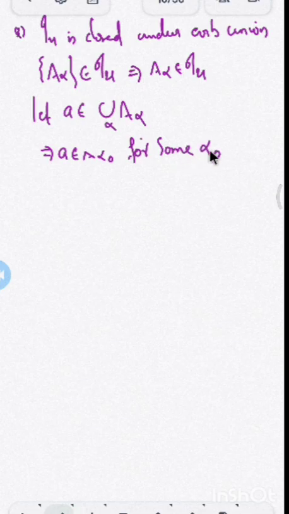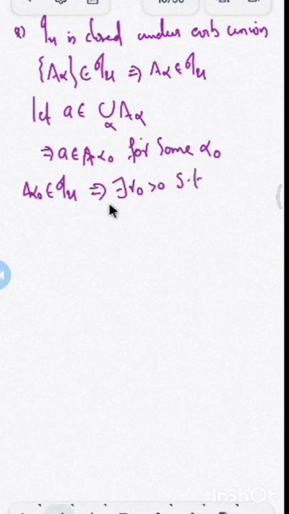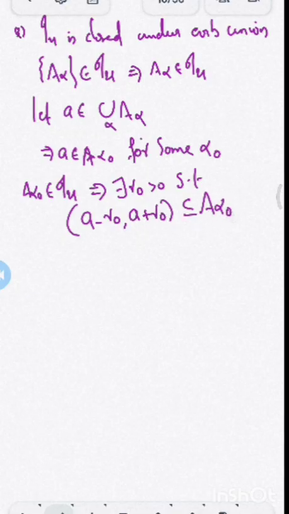So that alpha naught is taken as an alpha naught. So A belongs to A alpha naught. And what do you know? A alpha naught is a member of tau u. Correct? Because A alpha naught is a member of tau u. So A alpha naught in tau u implies there exists some R naught greater than 0 such that we can write the interval A minus R naught, A plus R naught will be fully contained in A alpha naught.